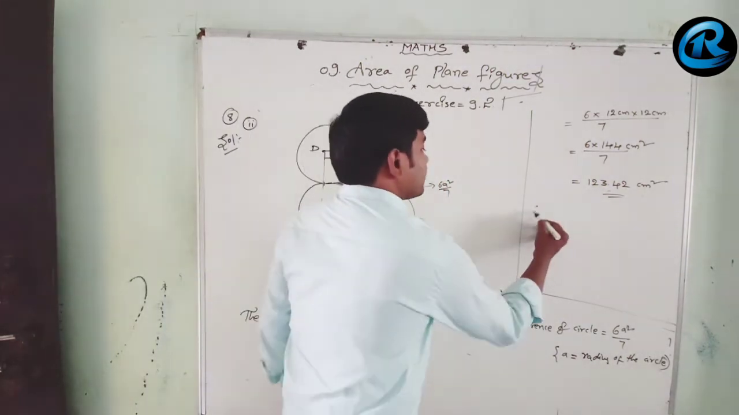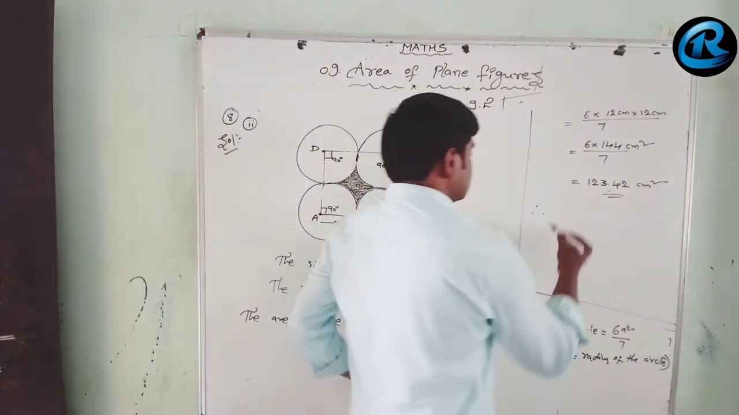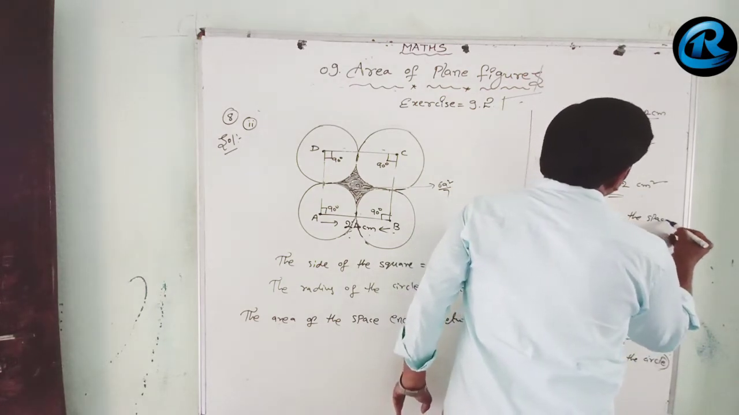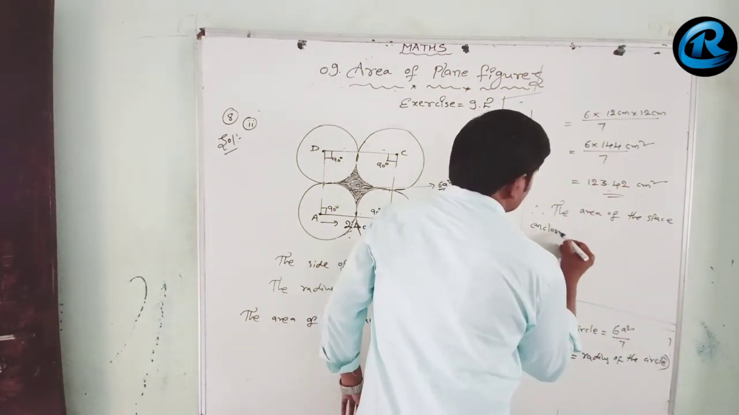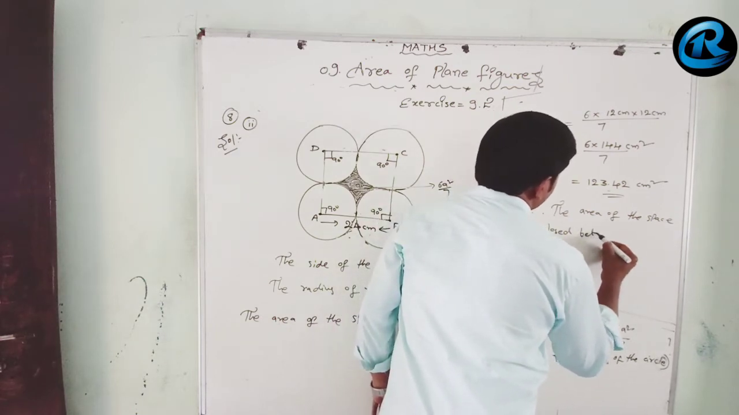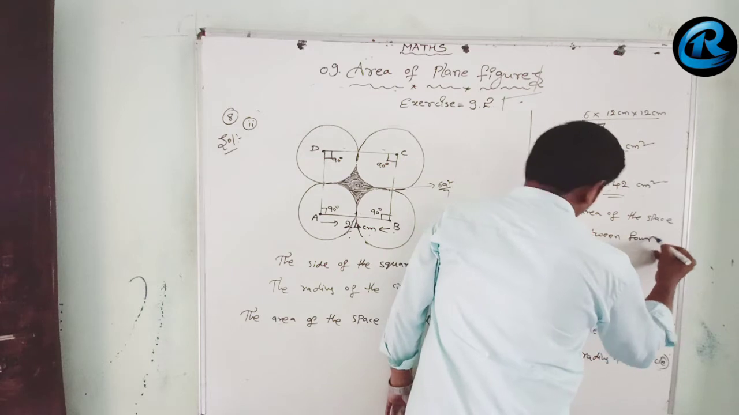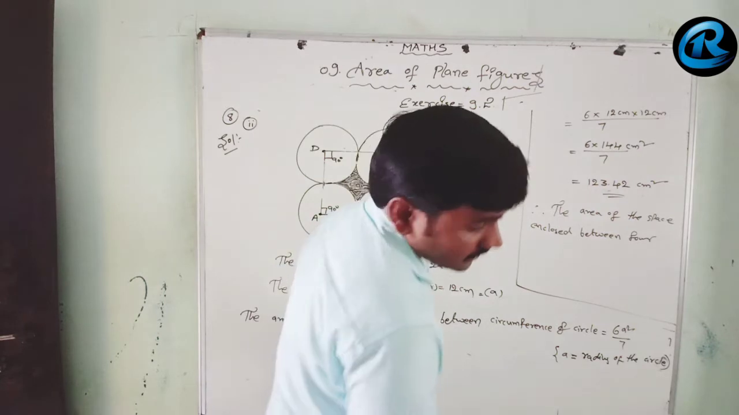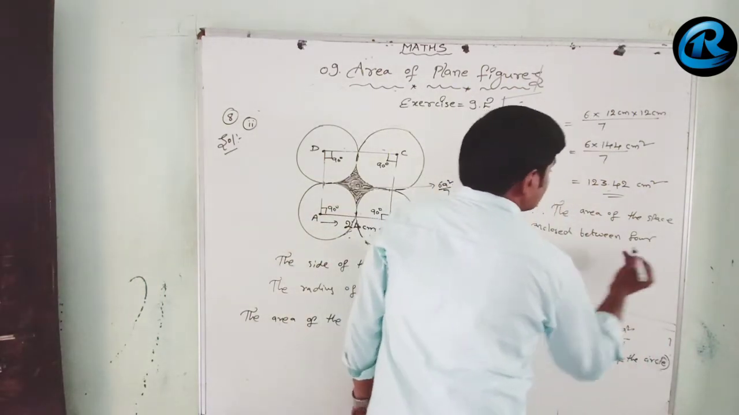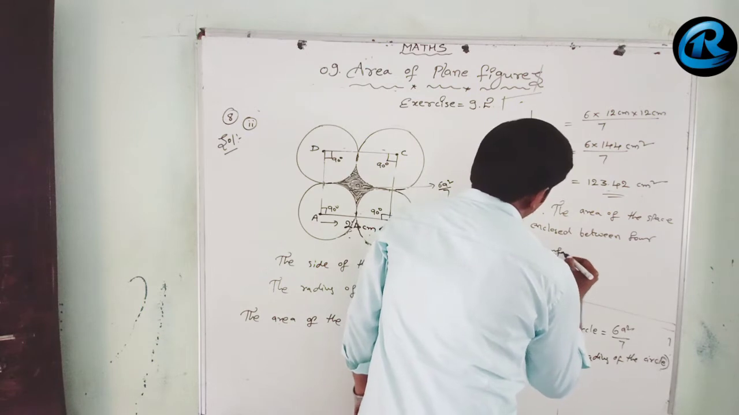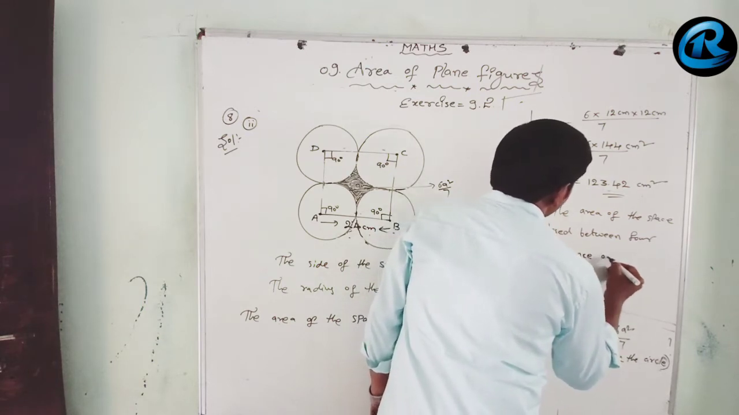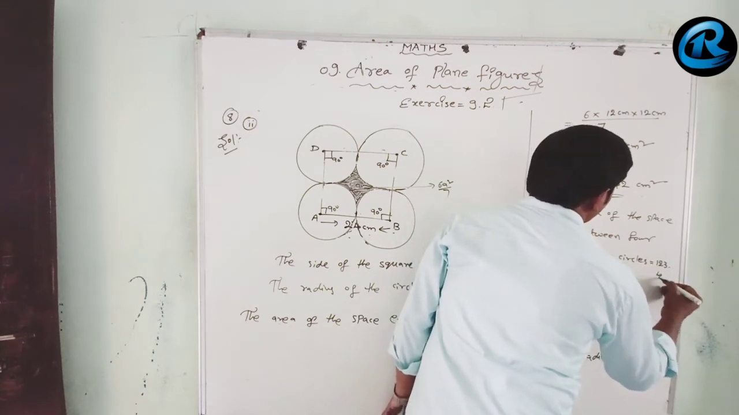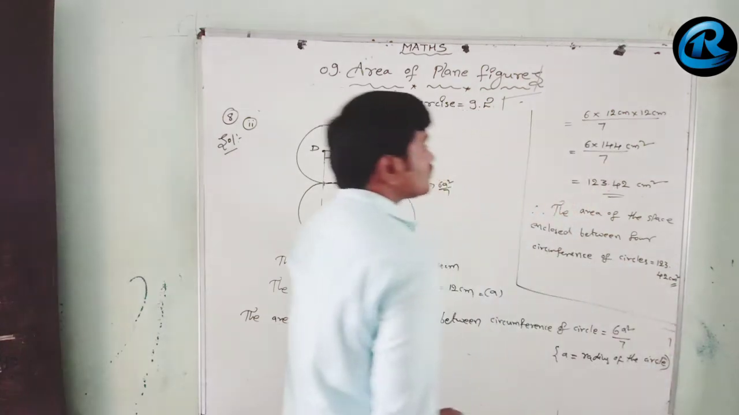So therefore you write the same thing here. The area of the space enclosed between the circumference of 4 circles is equal to 123.42 centimeters square. So this is what, children.